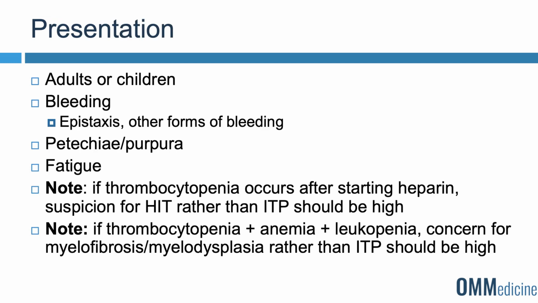So now let's talk about the typical presentation of a patient with ITP, and it does not have a specific age range. It can be seen in both adults and children. And we will have thrombocytopenia, so you would of course expect to see some form of bleeding. Now, nosebleeds or epistaxis tend to be one of the more common forms of bleeding seen in these patients. However, you really can have any form of bleeding. And as the name implies, in immune thrombocytopenic purpura, we would expect to see petechiae or purpura, and then we can also see some non-specific findings like fatigue.